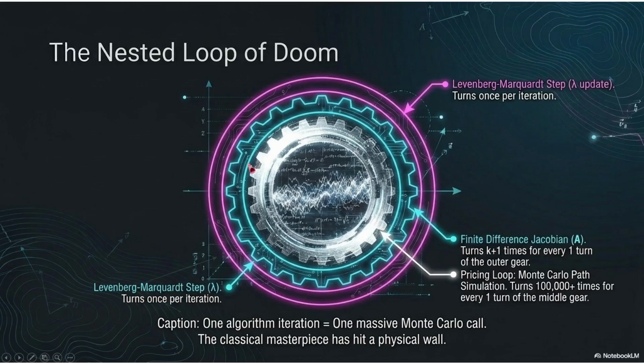This obviously creates the nested loop of doom. For every single iteration of the Levenberg algorithm, the finite difference gear must turn multiple times, and for every one of those turns, the Monte Carlo pricing loop spins hundreds of thousands of times. So one algorithm iteration equals one massive Monte Carlo call, meaning our classical masterpiece has hit a physical wall.